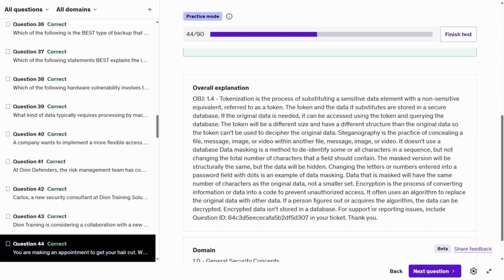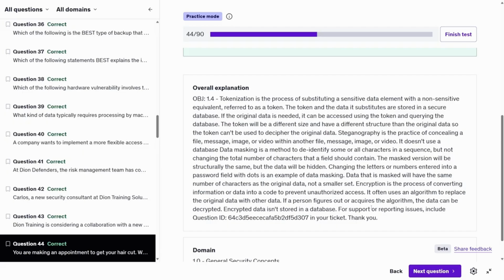Masking is a method used to de-identify some or all characters in a sequence, but not changing the total number of characters that a field should contain. The masked version will be structurally the same, but the data will be hidden. Changing the letters or numbers entered into a password field with dots is an example of data masking. Data that is masked will have the same number of characters as the original data, not a smaller set.